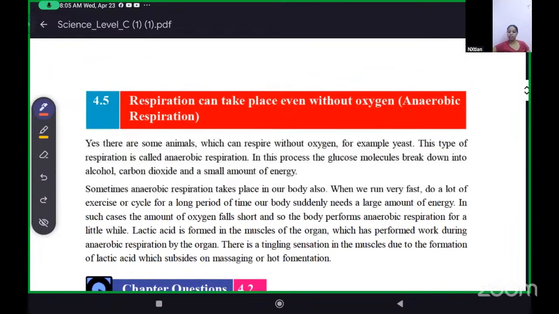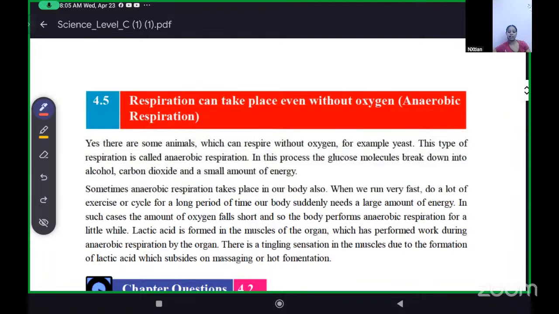Respiration can also take place even without oxygen. That is known as anaerobic respiration. There are some organisms which can respire without oxygen, like yeast. This type of respiration is called anaerobic respiration. What happens in this process? The glucose molecules break down into alcohol, carbon dioxide, and a small amount of energy.